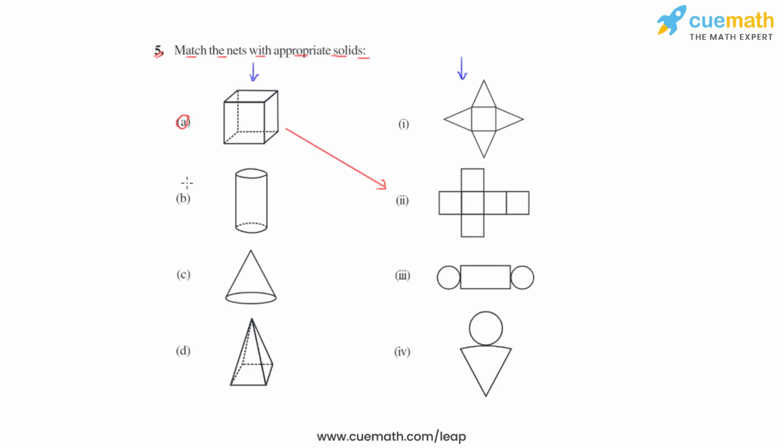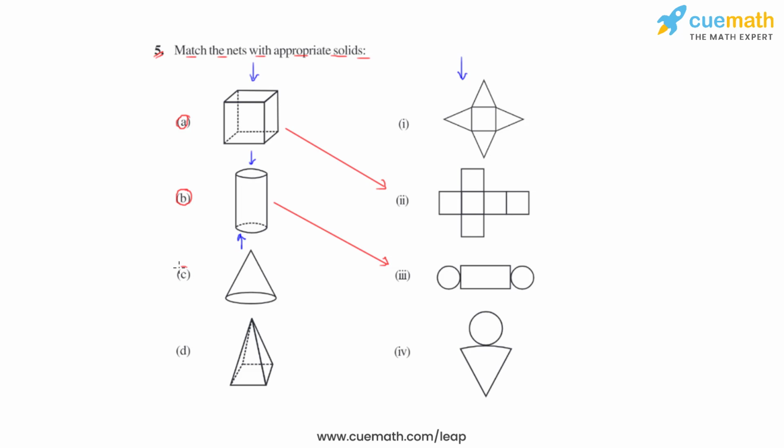Let us move on to the next solid, which is a cylinder. Now in case of a cylinder, we see that the top face and the bottom face, they are both circles. So based on this observation, we can say that the third net consists of 2 circles at both its ends. So the third one is an appropriate net for the cylinder.